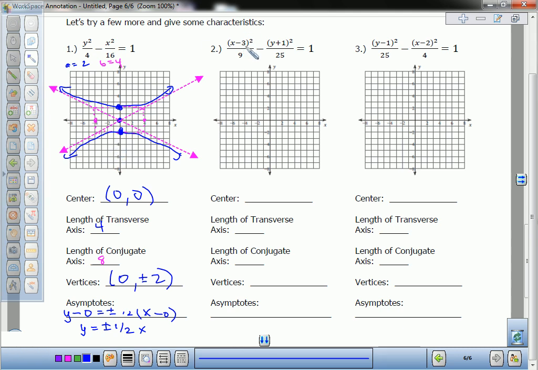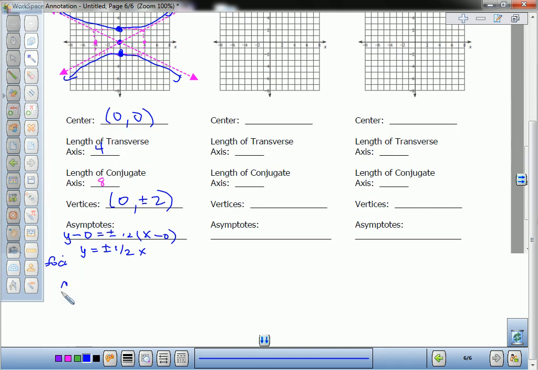Okay, number 2. Look at your vertices. Will it open vertically or horizontally? Oh, I'm missing the foci. Sorry, foci. We have to find c. What is c? c is the square root of a squared plus b squared. So we just add the denominators. What is 4 plus 16?